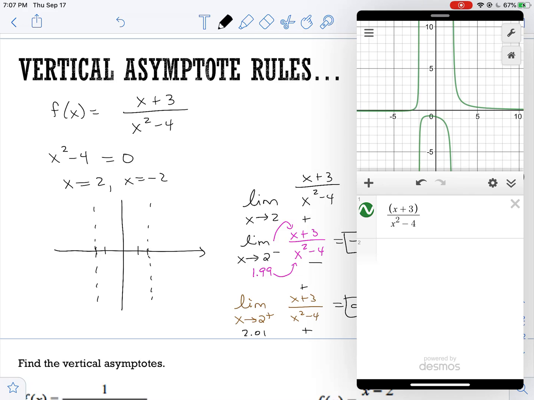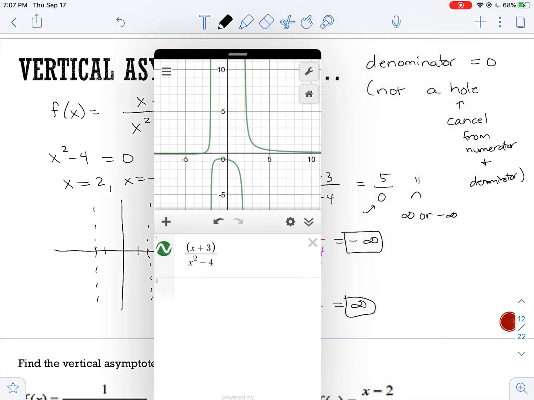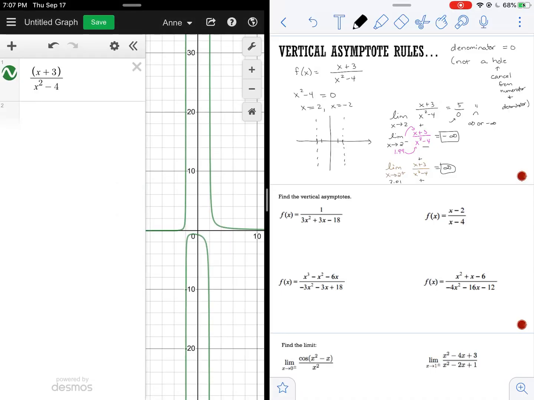And so we just looked at what's happening as I'm approaching 2 from the left and the right. If I'm approaching on the left-hand side of 2, the graph is shooting down. And if I approach on the right-hand side of 2, the graph is shooting up. So notice that means the limit as x goes to 2 from the left would be negative infinity, and as x goes to 2 from the right would be positive infinity.